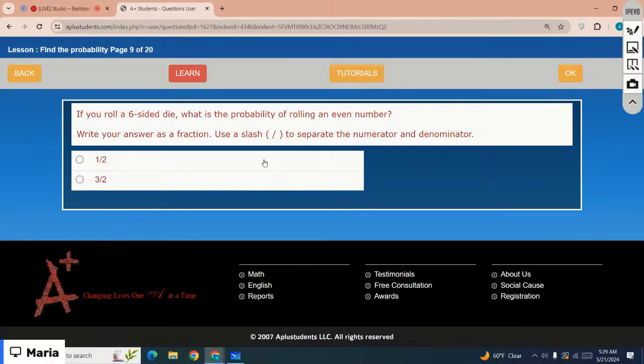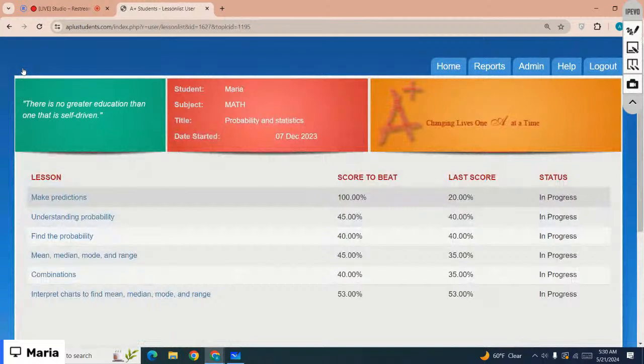Okay, you can complete the lesson by yourself later today. Let me just move on to the next lesson. The next lesson is mean, median, mode, and range.